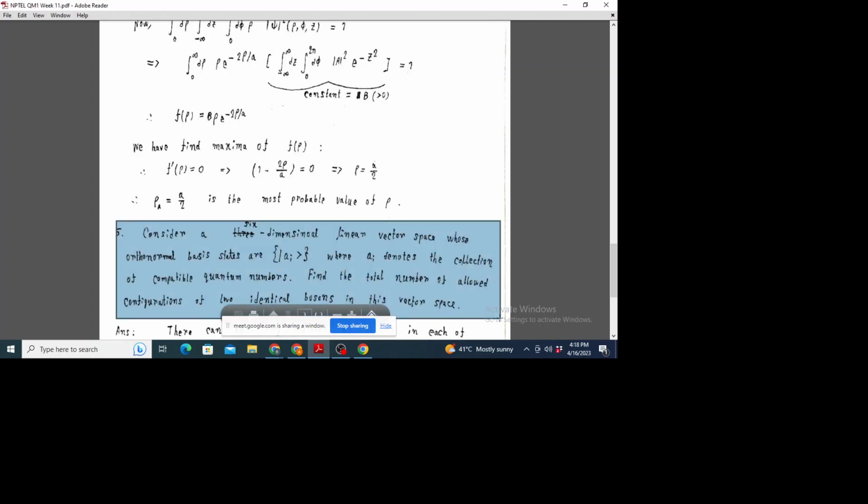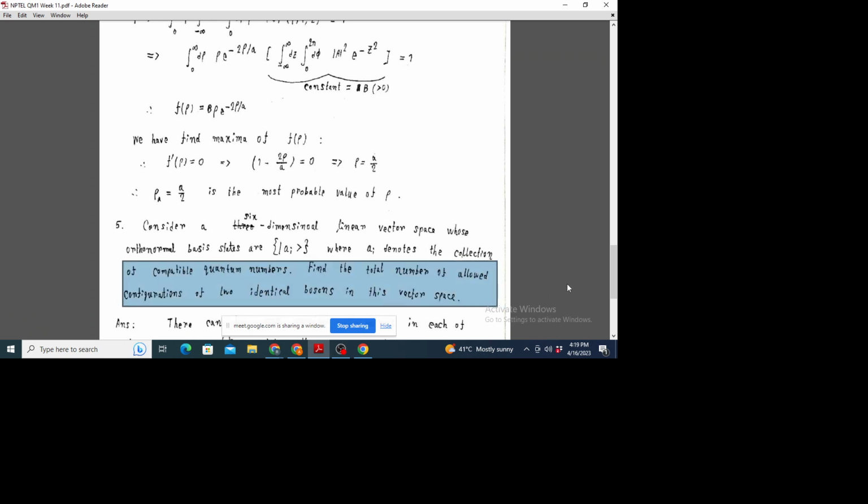Okay, so this problem involves combinatorial counting. Consider a 6-dimensional linear vector space. We should have written Hilbert space here. So consider a 6-dimensional Hilbert space with orthonormal basis states as these. These |A_i⟩ kets are orthonormal basis states of this 6-dimensional Hilbert space.